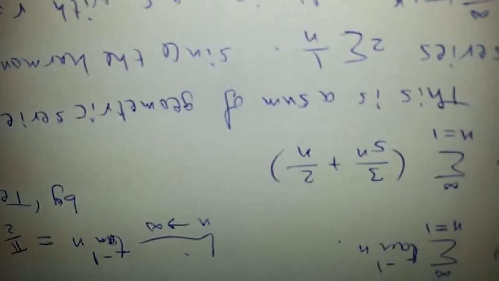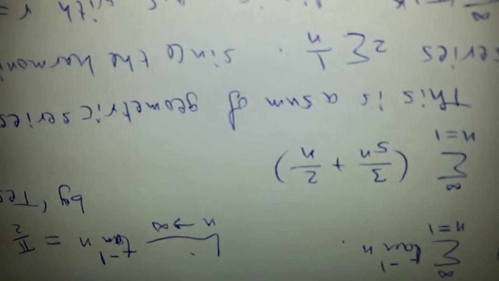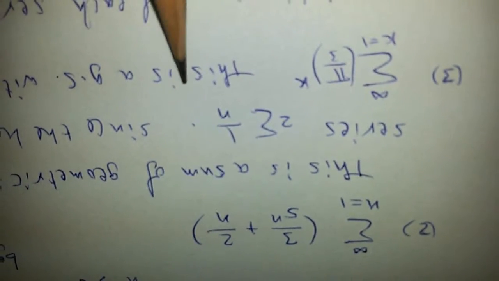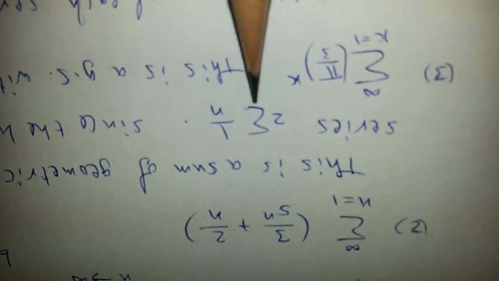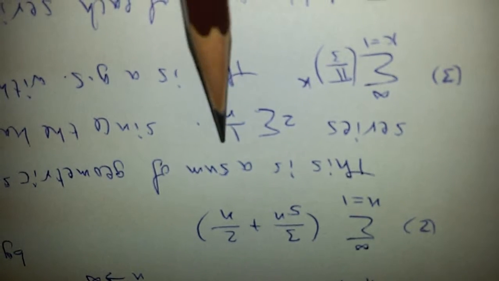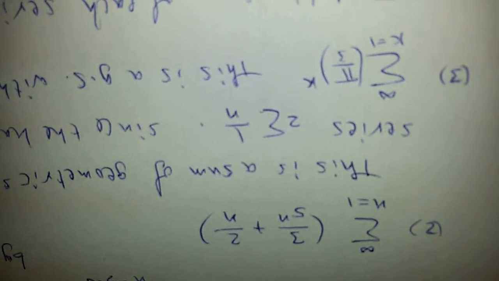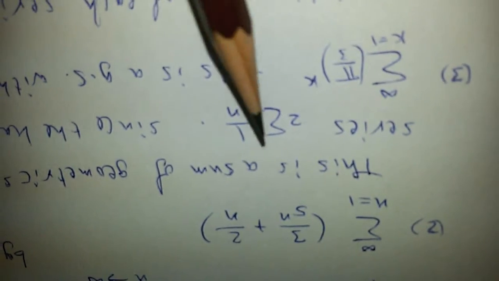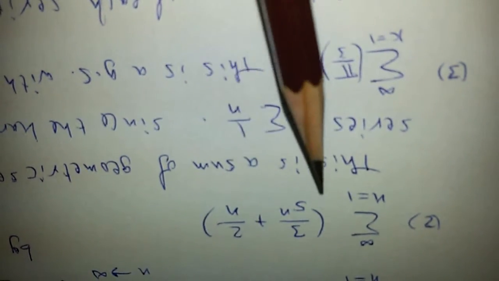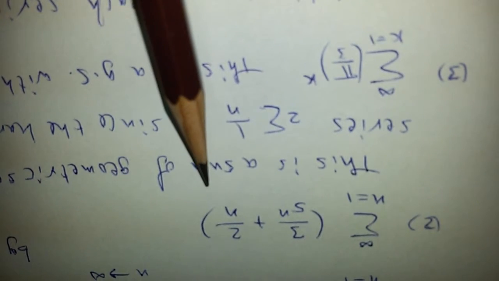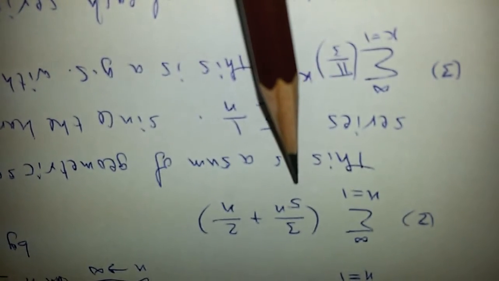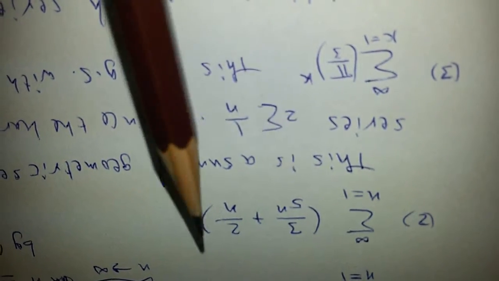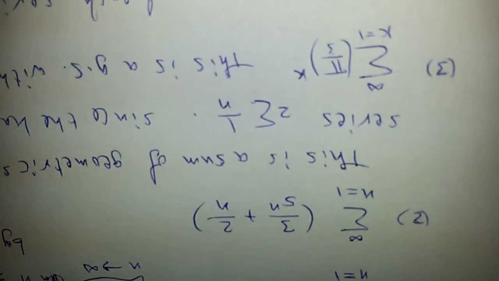But the second series is 2 over n. And 2 over n, you can write as 2 times 1 over n. And the summation of 1 over n is the harmonic series. And the harmonic series is divergent. So this series is divergent. So here we have the sum of a divergent series and a convergent series. So this series would be divergent.